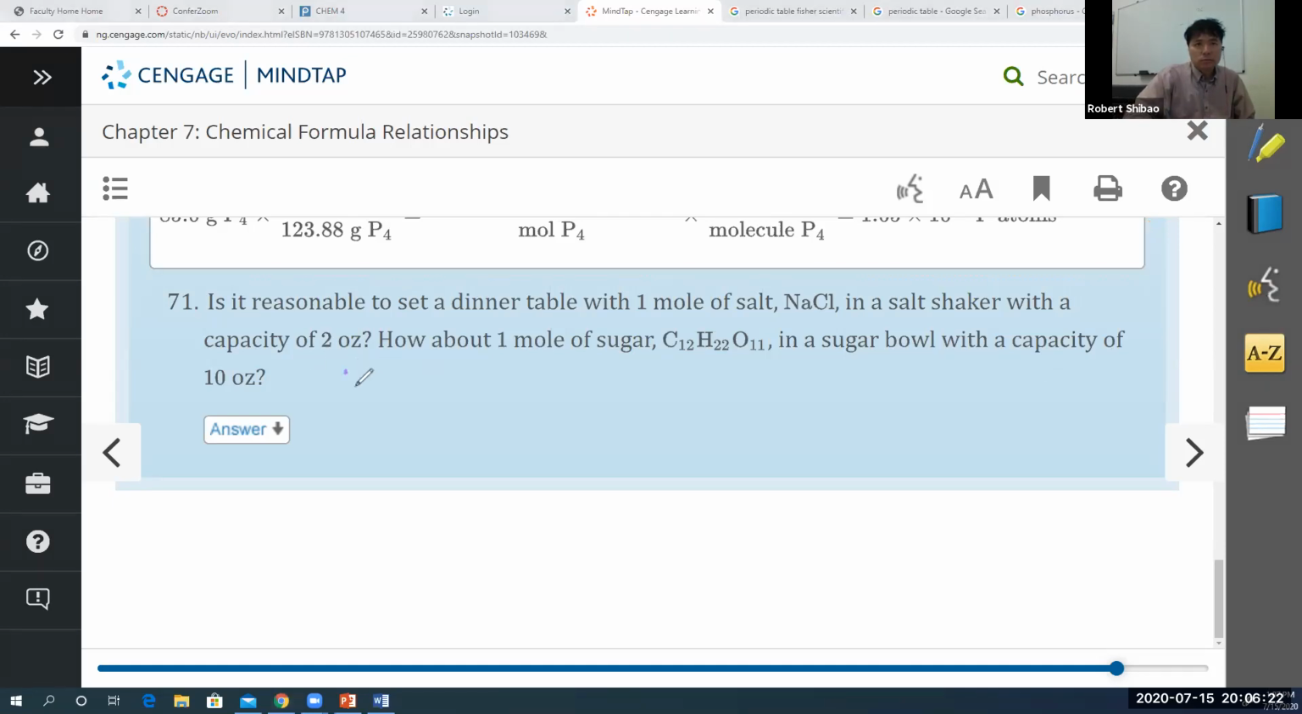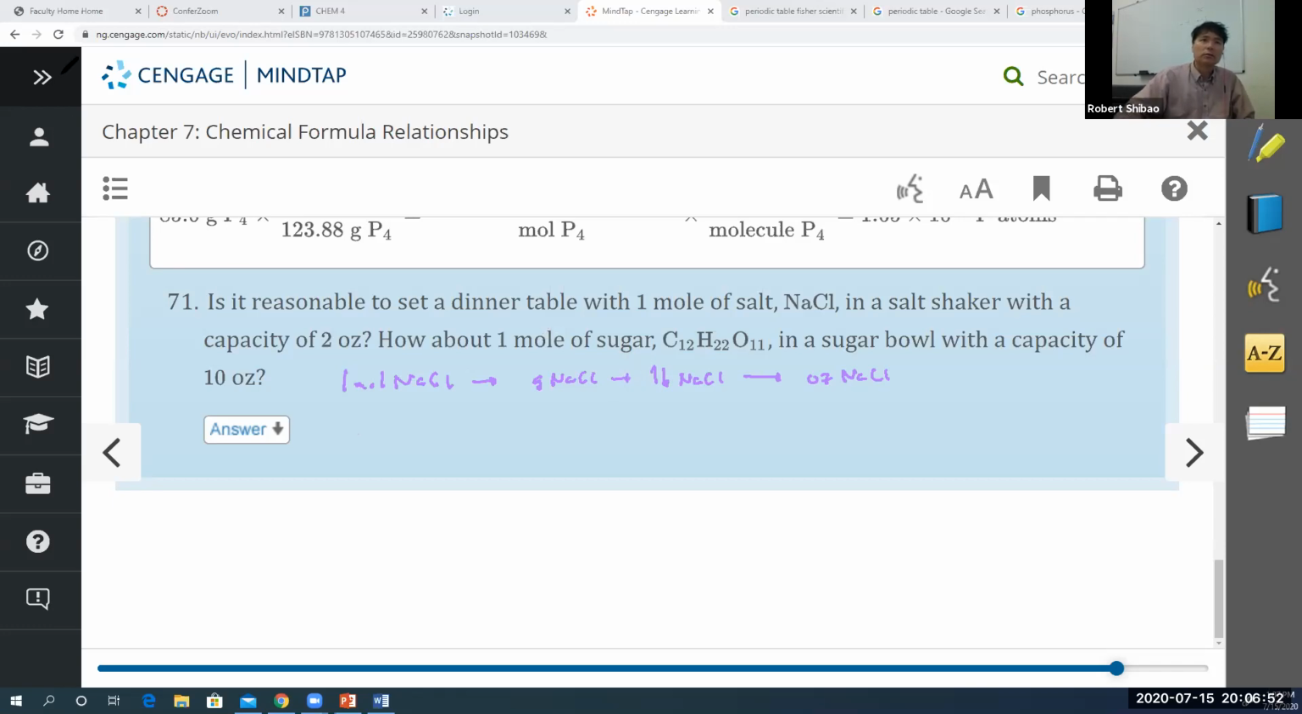So I'm going to go from 1 mole of NaCl. That's what we're starting with. And then I'm going to go to grams of NaCl. And then from grams of NaCl, I'm going to go to pounds of NaCl. I know this one, 453.6 grams in a pound. And then from pounds of NaCl, I'm going to go to ounces of NaCl because I know there's 16 ounces in a pound. And so those are the conversion factors I'll use.